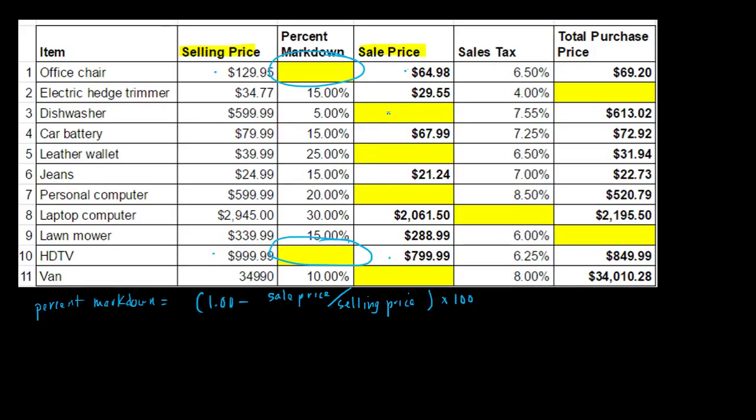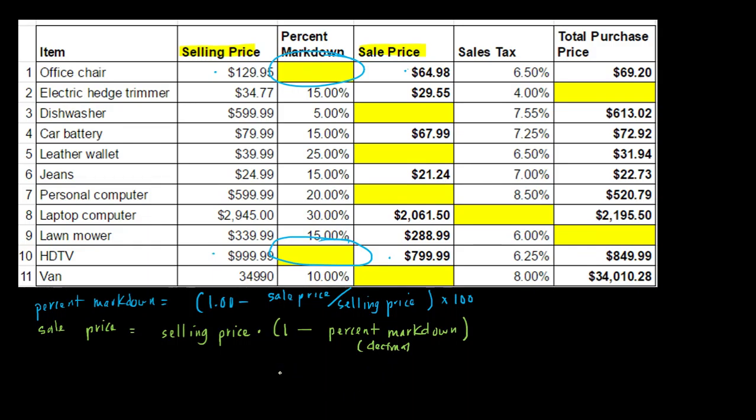All right, so we have several spots where we are asked to solve for sales price. Sale price is equal to selling price multiplied by 1 minus percent markdown. And of course, because this is being used in a formula, percent markdown must be in decimal form. Sale price equals selling price multiplied by 1 minus percent markdown expressed as a decimal.